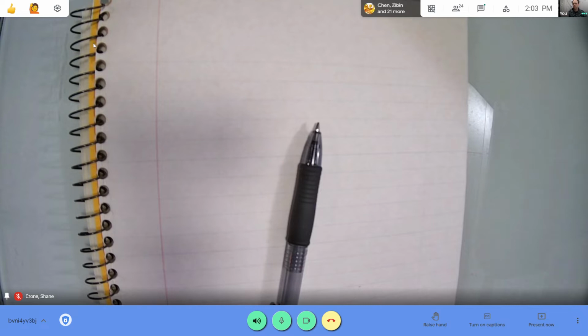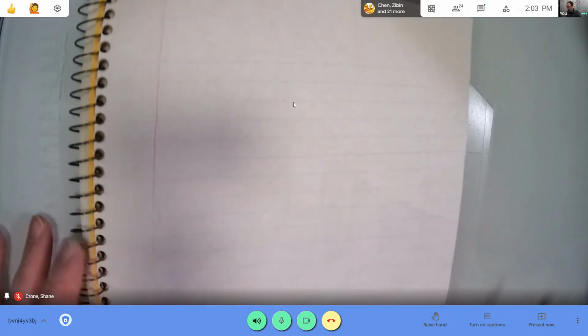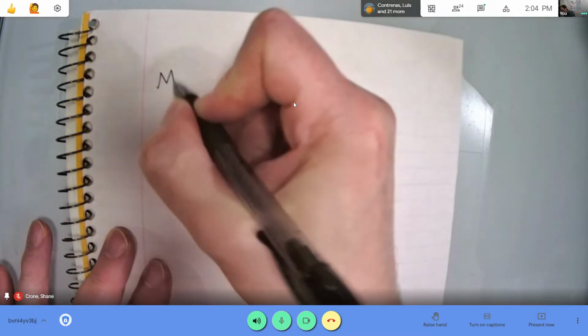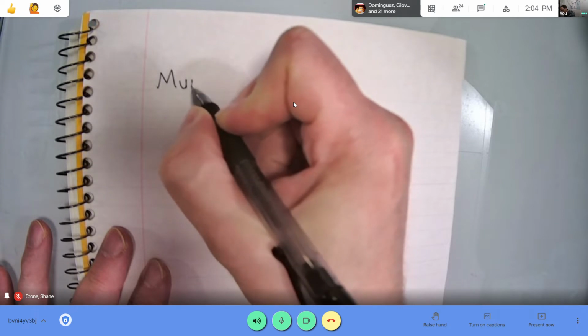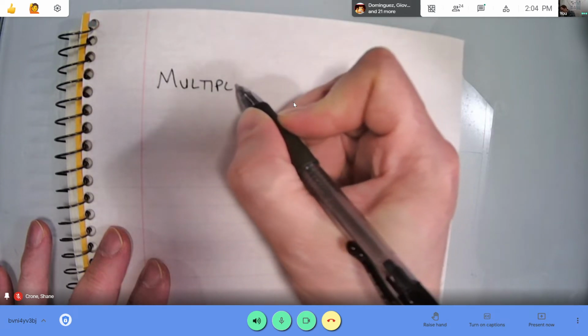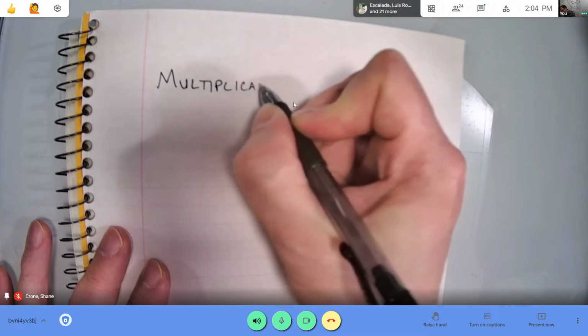All right. All right. I believe we got everything all set up. Multiplicative changes. That's a real mouthful, but obviously it has the root word for multiplication. Multiplicative.